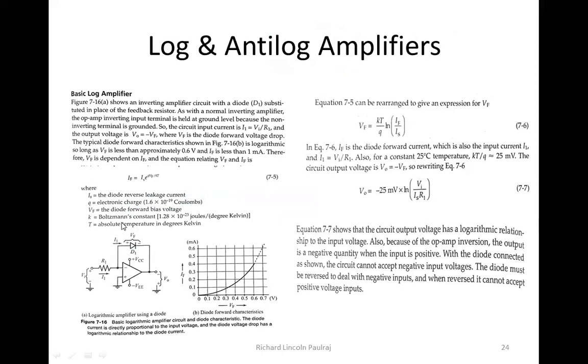So you can see, this is the circuit here. Okay, so instead of a feedback resistor, we are using a diode D1. Which means we should be very sure.